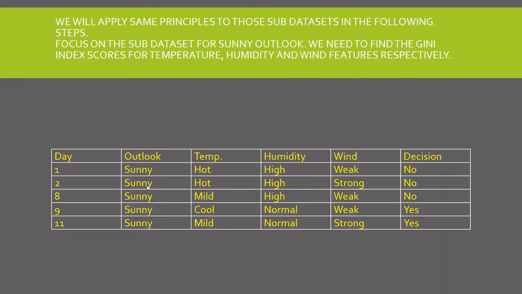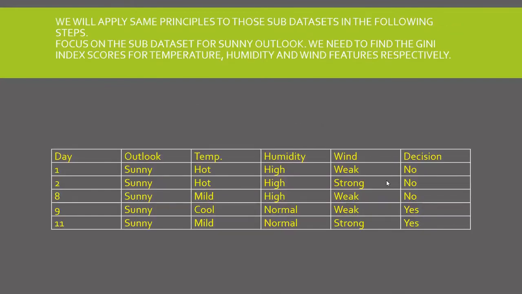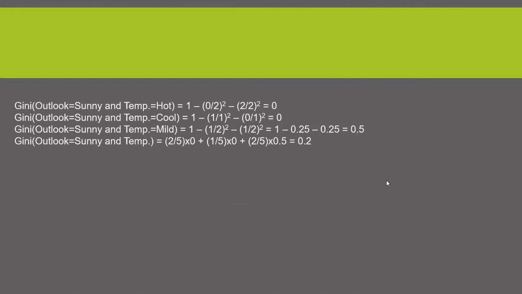Now come to here. Our values are: outlook sunny, temperature hot, humidity high, wind weak, decision no. For temperature, humidity, and wind, we'll do the activity of finding the Gini index. So Gini of temperature for sunny outlook: first find the number of instances, how many you have, as shown in this diagram.